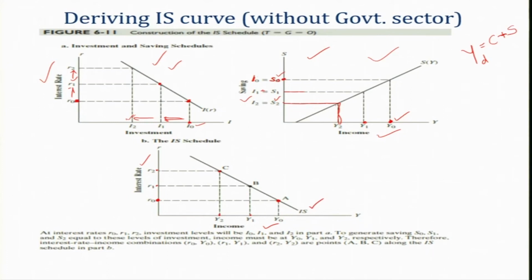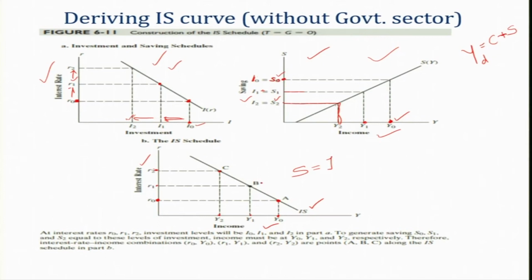So when the rate of interest is R naught, we need Y naught level of income, and when the rate of interest is high, then we need only Y2 level of income. So in this market we can see that saving is equal to investment. Each and every point along this curve denotes product market equilibrium. Product, that we mean saving and investment here, the output market equilibrium at each and every point.